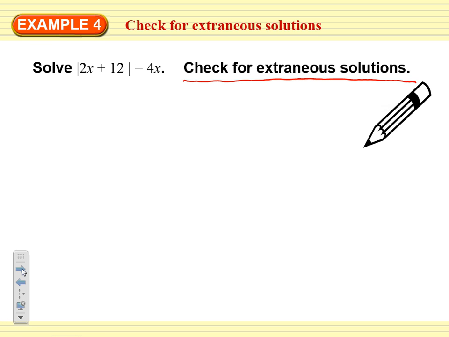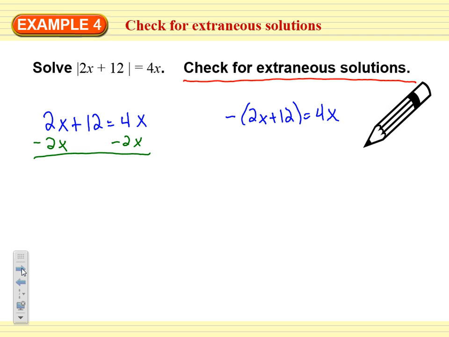So on this one, you see our absolute value is by itself, so we can go ahead and make our positive and negative equations. So I have 2x plus 12 equals 4x. And then I have negative, 2x plus 12 equals 4x. So I'm going to go through and solve these. I'm going to subtract 2x on both sides. I'm going to get 12 equals 2x. Divide both sides by 2.